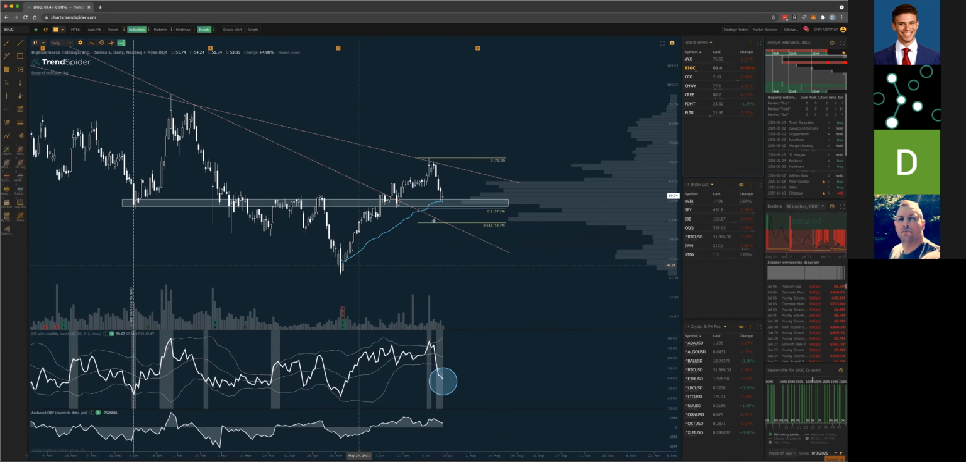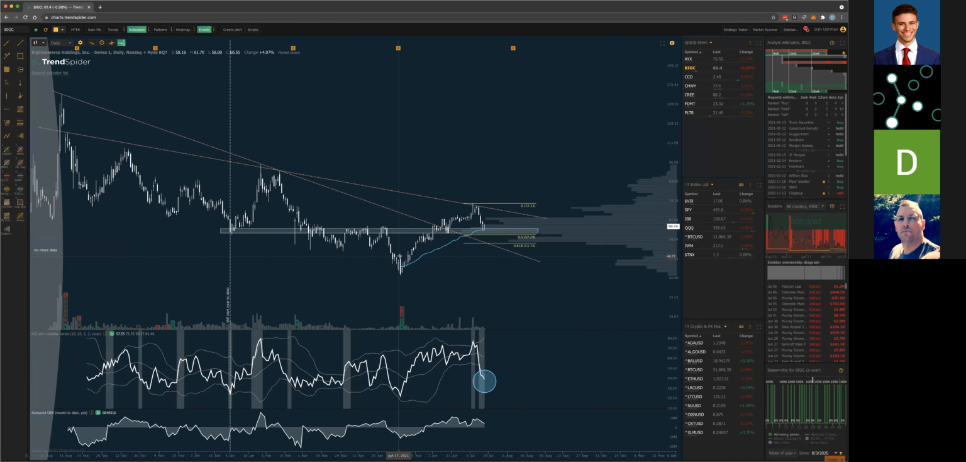I have some drawings over it, but if I zoom in, you can see this is the point of control right here, and just below that is the 50% retracement of this move up.